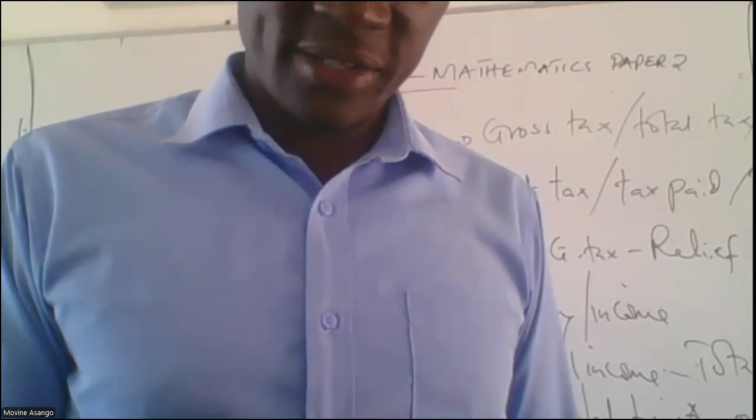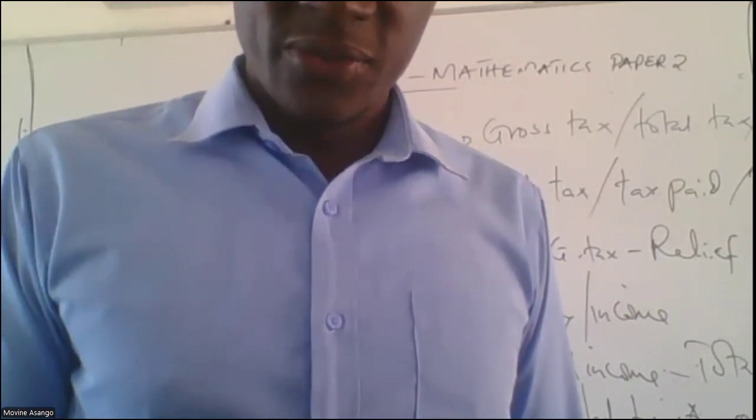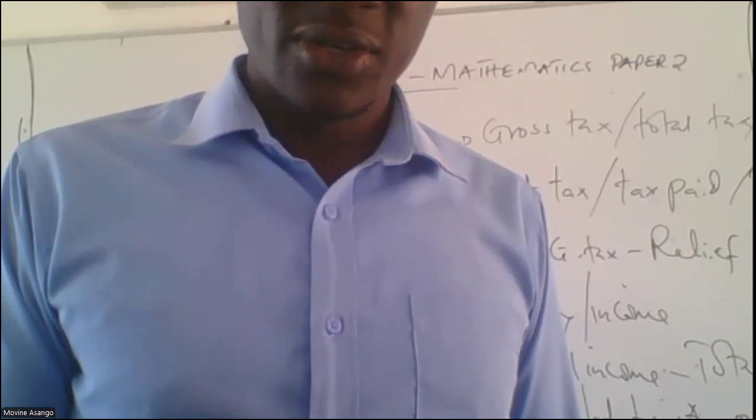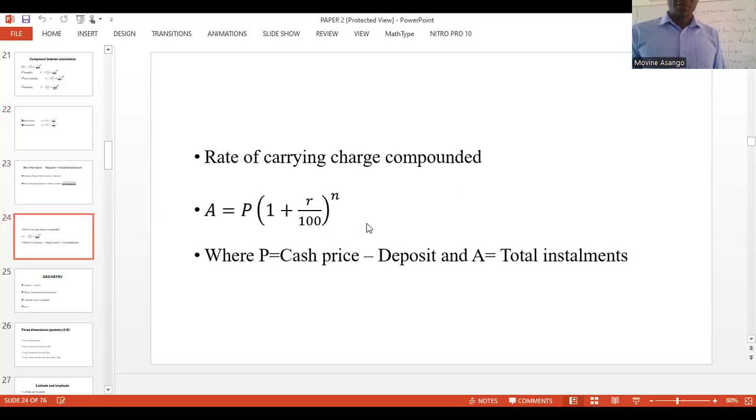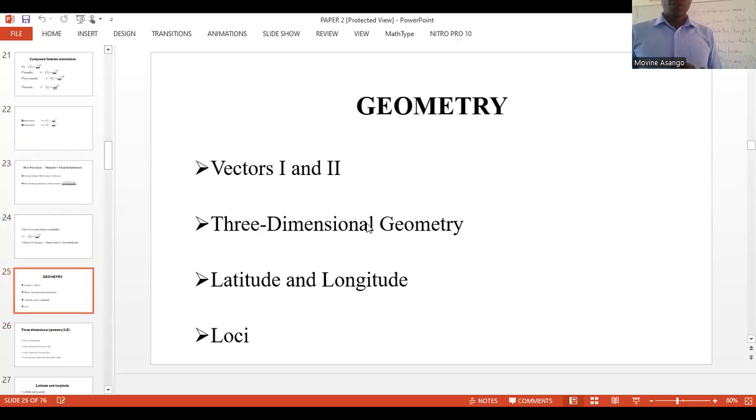Let's go to the next stage. This next stage is called geometry. The next stage is geometry. Under geometry, we have these three things: vectors and three-dimensional geometry. We have latitudes and longitudes. We have loci. I will not go through the details of each of them, but I'll mention a few things that we need to know so that I also give you time to answer some questions.